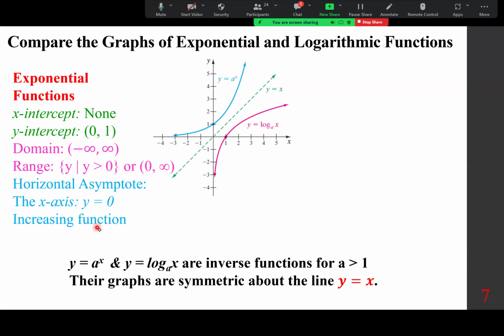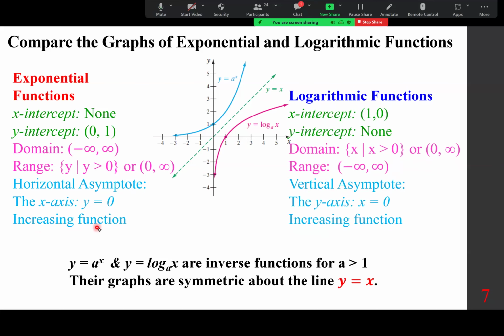Now, what happens to the log? X-intercept and y-intercept, they interchange. So the x-intercept becomes 1, 0, and the y-intercept doesn't exist. Domain was all real numbers, now range is all real numbers because they're inverse functions. Range was from 0 to infinity, domain becomes 0 to infinity. We have a horizontal asymptote, the x-axis. Now we have a vertical asymptote, the y-axis, which has the equation x equal to 0. Both of them are increasing functions.